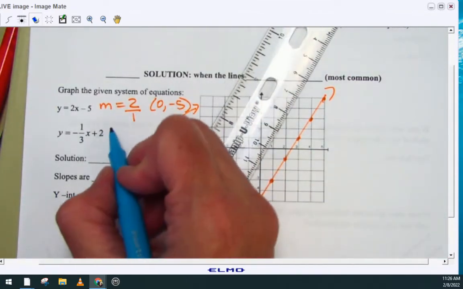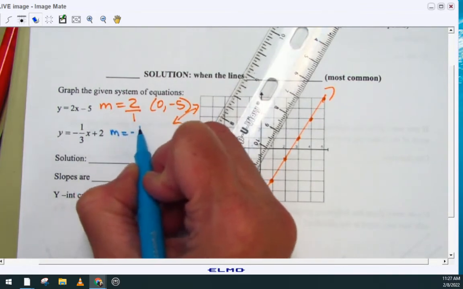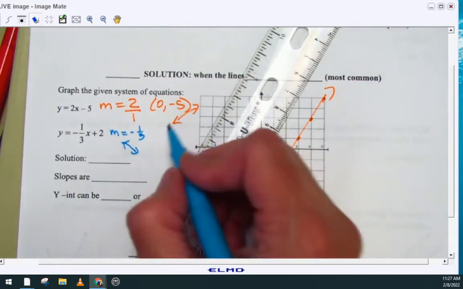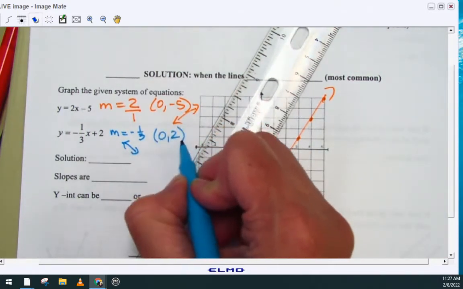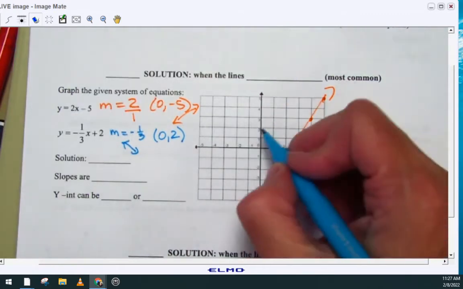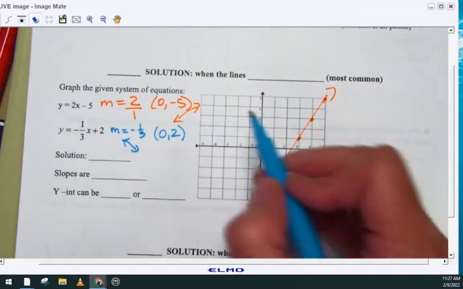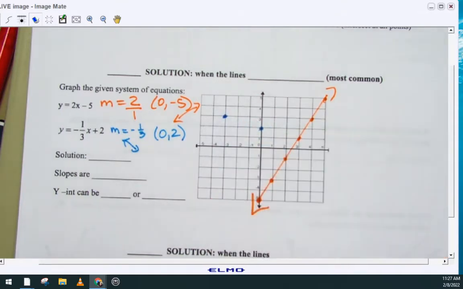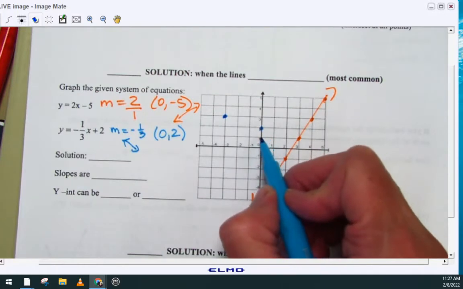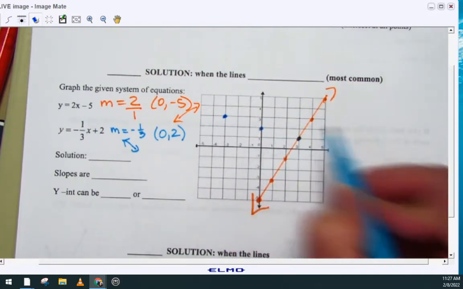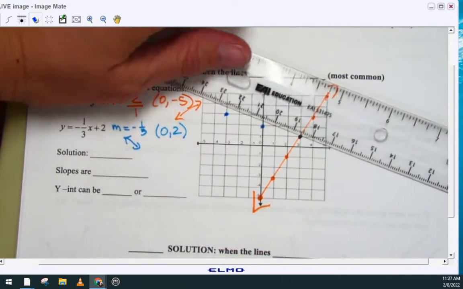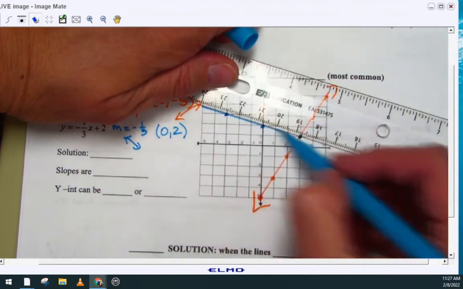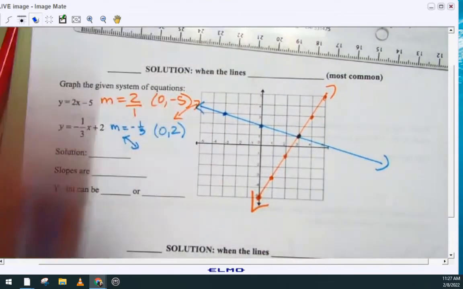Then, this next one, the slope is -1/3. Remember, boys and girls, that's going this direction. It has a y-intercept of 2, so I go up to 2. I'll go up 1, but I have to go to the left 3 in order to get the correct direction. If I went down, I would then have to go to the right 3. And I draw my arrows.